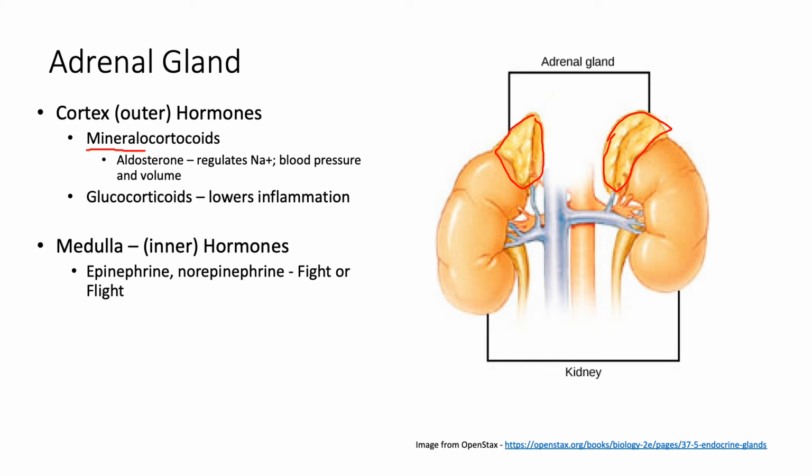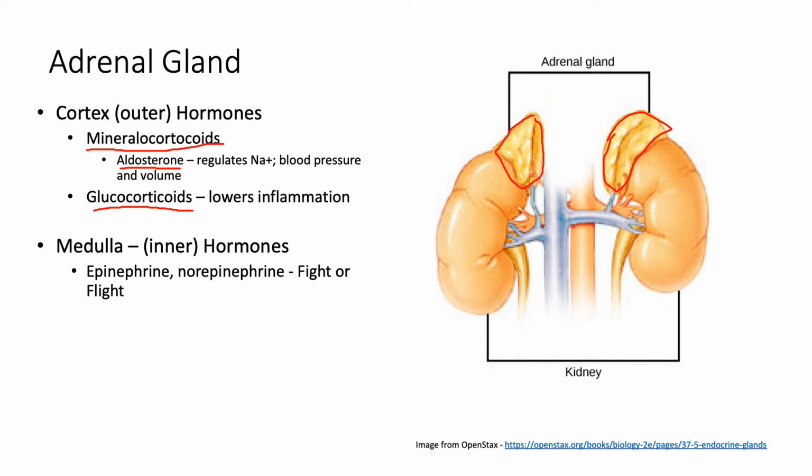One is called mineralocorticoids, and this is very important in blood pressure and blood volume. An example of that would be aldosterone. Another class of important hormones are the glucocorticoids, and these are important in lowering inflammation in our body, so they play a role in our stress management.